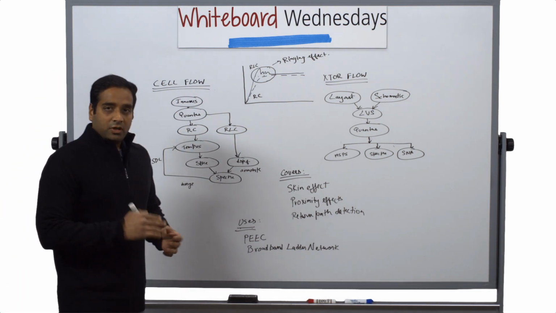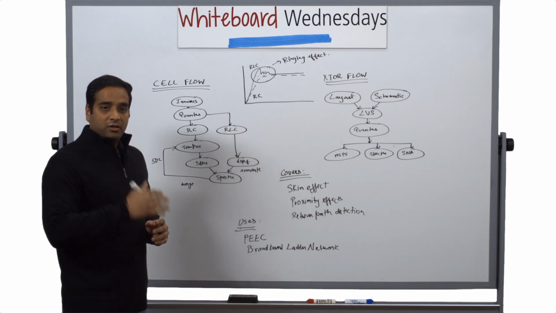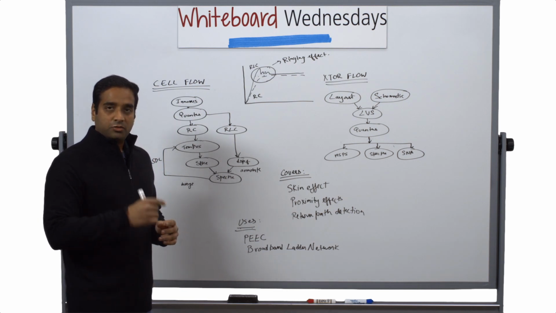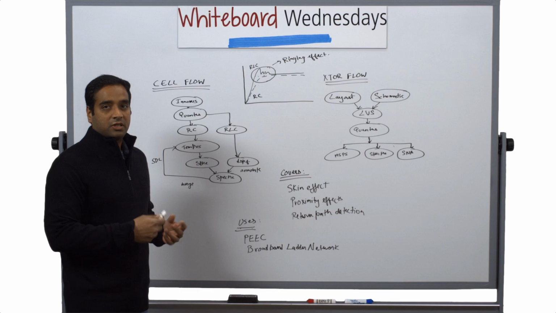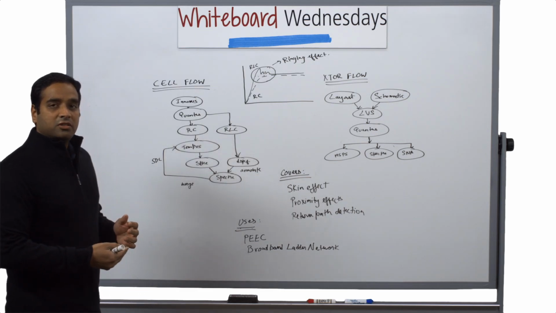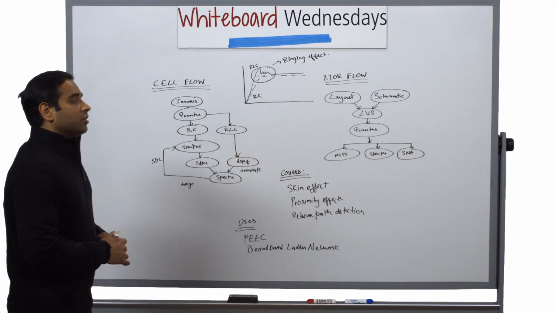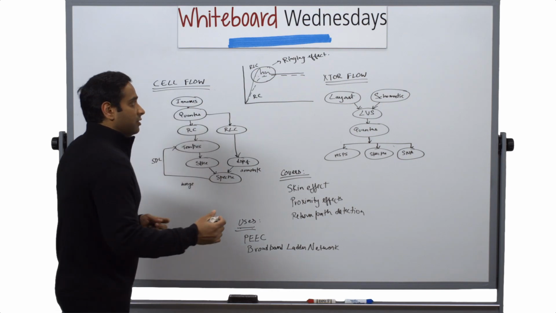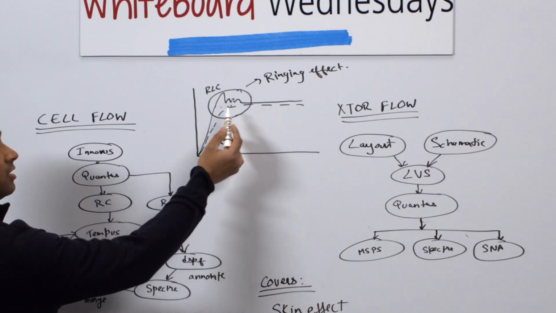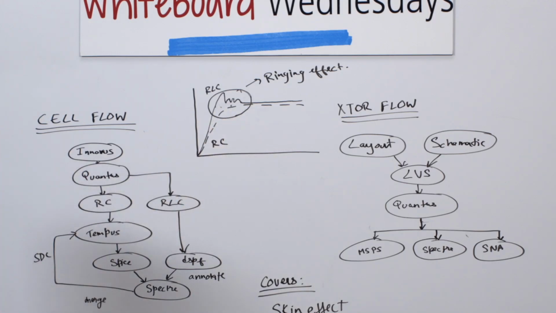As we progress through advanced nodes and we have more and more metal layers, we see that the top metal layers, which are wider, are more sensitive to inductance effects. The bottom layers are more sensitive to RCs. Due to this inductance effect, we see things like ringing effect and voltage overshoot happening on signals.